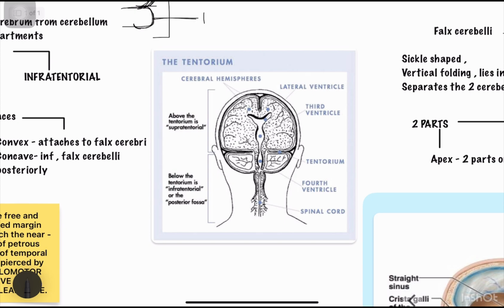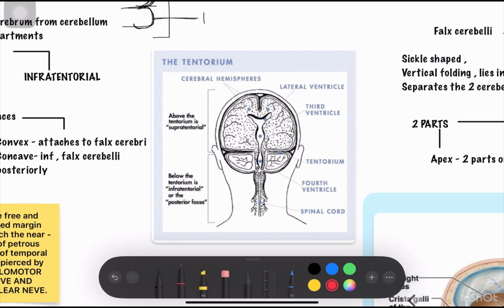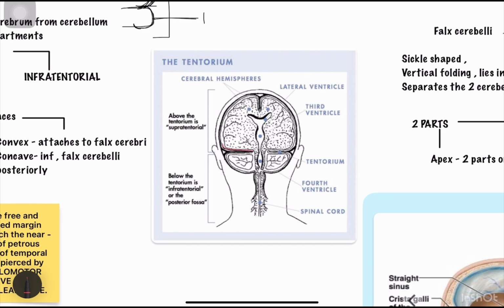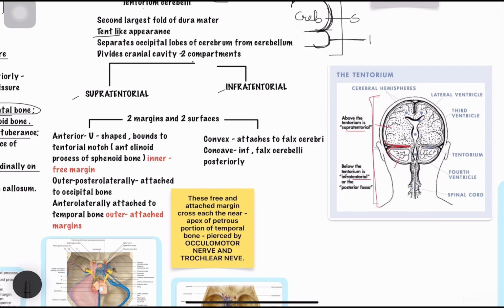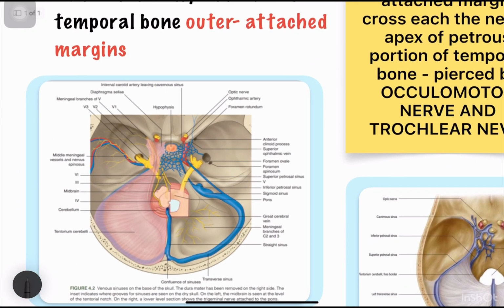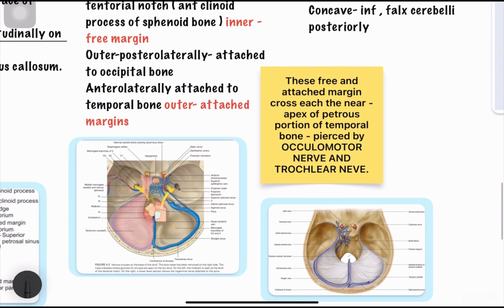This is the dural fold that we are talking about. Let me draw it in red. Yeah, this is the dural fold that we are talking about. It separates the occipital region. This is the complete occipital region. And above the tentorium is the supratentorial. Below it is the infratentorial, and this is the supratentorial region. So it divides the cranial cavity into two compartments, supratentorial and infratentorial, and it has two margins and two surfaces. So talking about the margins and the surfaces of the tentorium cerebelli.